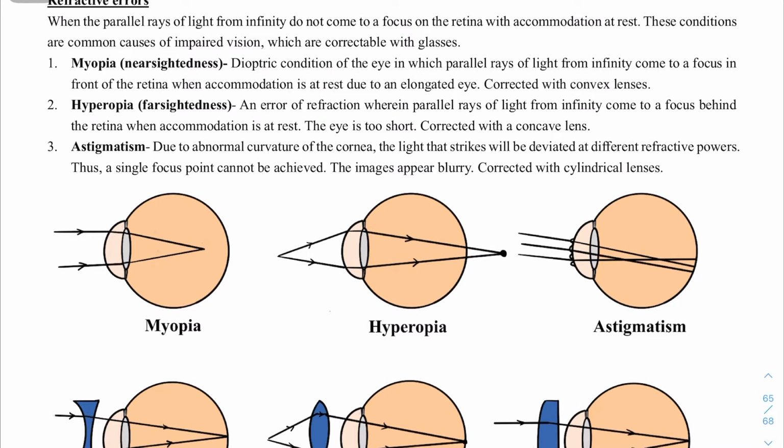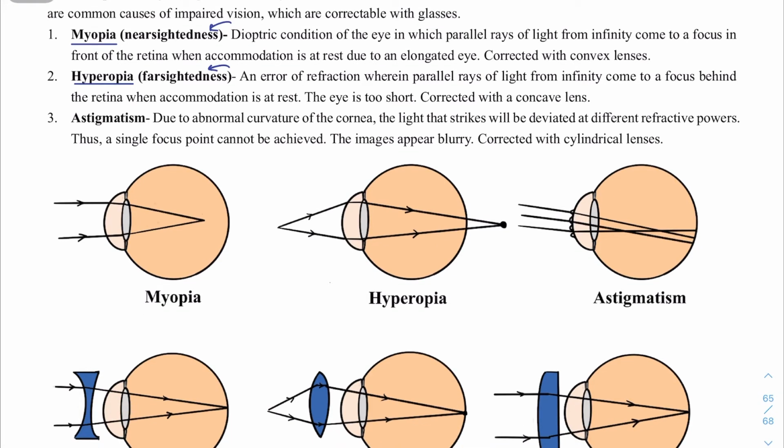And there are three main errors that we need to know. The first one is called myopia. It is nearsightedness, and the way I remember this is myopia has fewer letters compared to hyperopia. So myopia means nearsightedness, and this is very important. Nearsighted people can see near. They see things close to them. And far-sighted people see things which are far away more clearly.